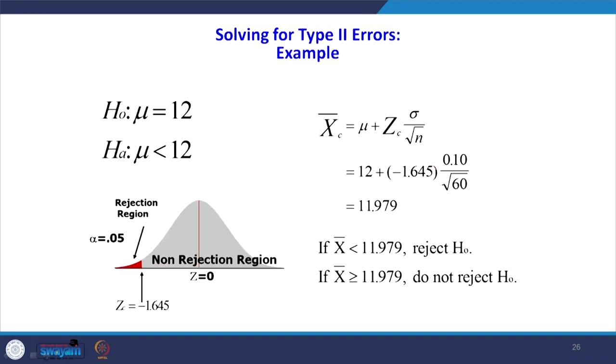I will take another example, solving for type 2 error. One more example: mu less than or equal to 12. We know that x bar equals mu plus z sigma by root n. So, here the assumed mean is 12, and the z value, because on the left side you get it when alpha equal to 0.05, the corresponding zc is minus 1.645. Sigma value is given, and the x bar is 11.979. If the value of x bar is below 11.979, I will reject it. If the x bar is above 11.979, I will accept my null hypothesis.